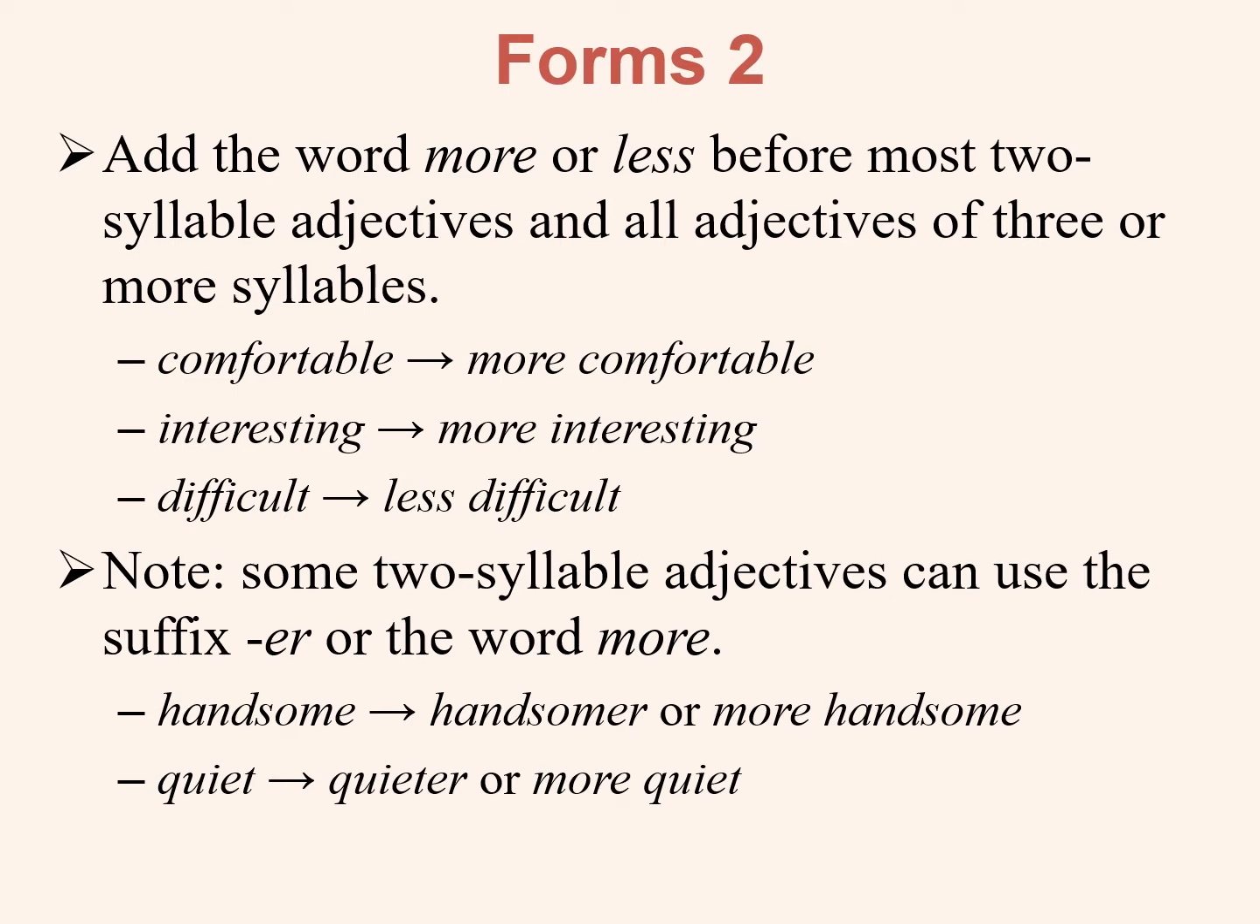The second way to form the comparative form of descriptive adjectives is to precede them with the word more, or in some cases less. This is done with most two-syllable adjectives and all adjectives of three or more syllables. So we see examples: comfortable, more comfortable; interesting, more interesting; difficult, less difficult. This would be similar to the way to form the comparative in Spanish, preceding the adjective with más. So, more comfortable, más cómodo; more interesting, más interesante.